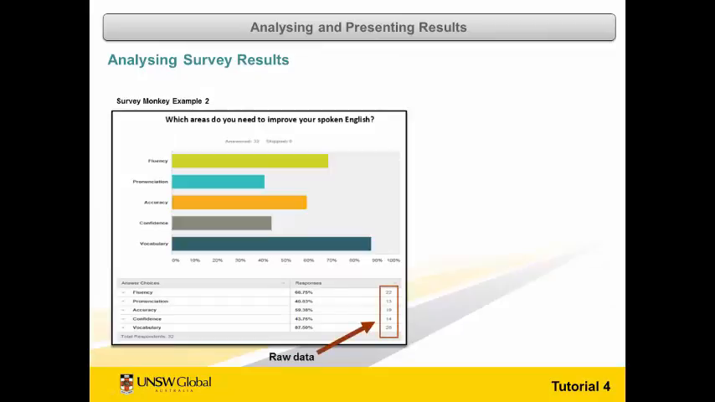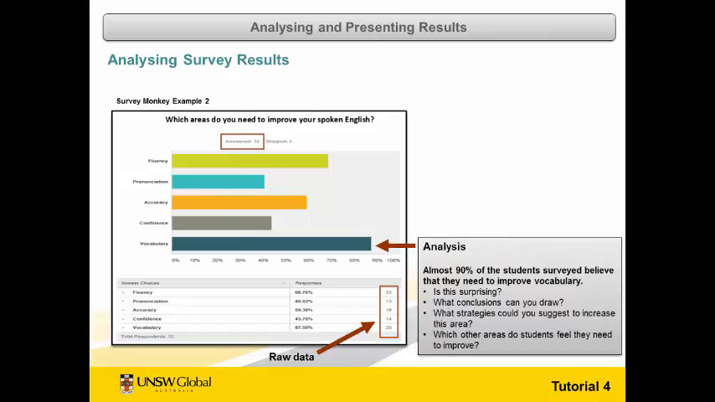This time, you can see that the raw data and the number of people who answered is not the same. This is because the students have chosen to allow the respondents to click more than one answer in their response. And we saw that in Tutorial 3. So let's have a look at the analysis of this.